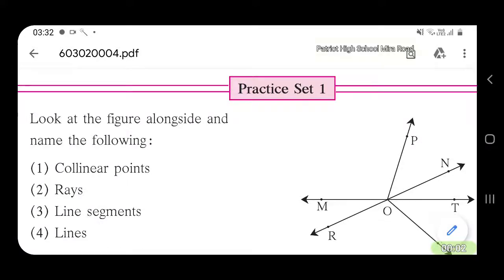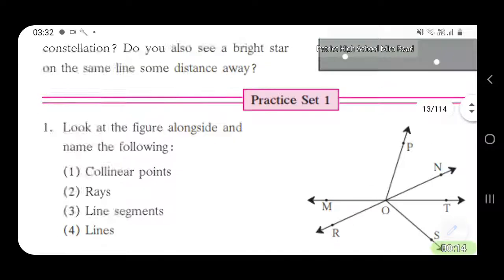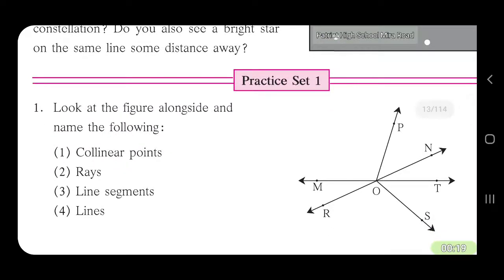Geometry, Chapter 1, Practice Set Number 1. Let us solve it. Look at the figure alongside and name the following points, the collinear points. For defining collinear points, we need at least 3 points that should lie on the same straight line.